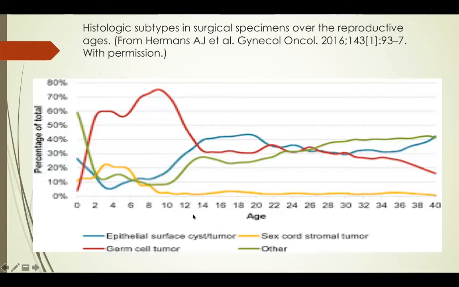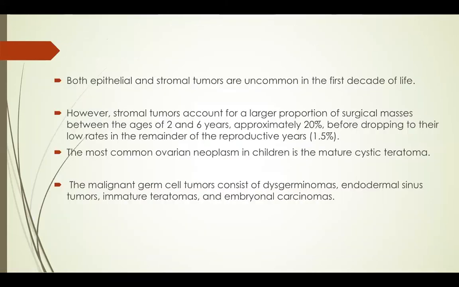Others are less. We can see that sex-cord is the second, then epithelial are much less than that. Okay, others we mean metastatic. Both epithelial and stromal tumors are uncommon in the first decade of life. However, stromal tumors account for a large proportion of surgical masses between ages 2 to 6 years old. The most common ovarian neoplasm in children is mature cystic teratoma, which is from the germ cell tumors. The malignant germ cell tumors consist of dysgerminoma, endodermal sinus tumor, immature teratoma, and embryonal carcinomas, as we mentioned earlier.